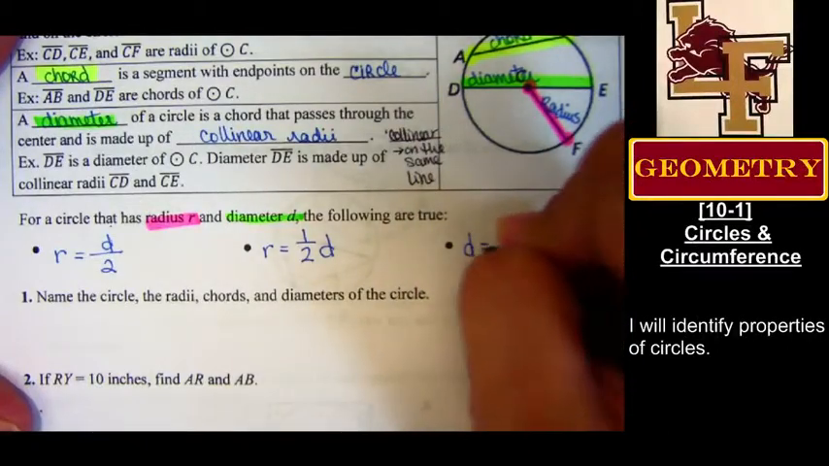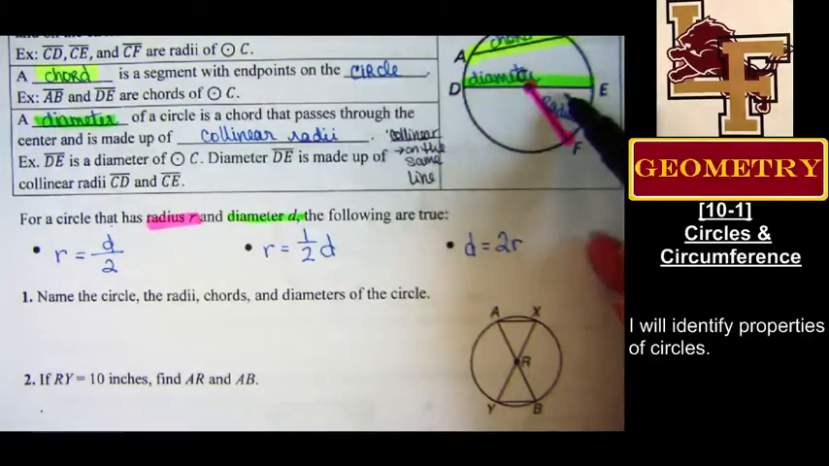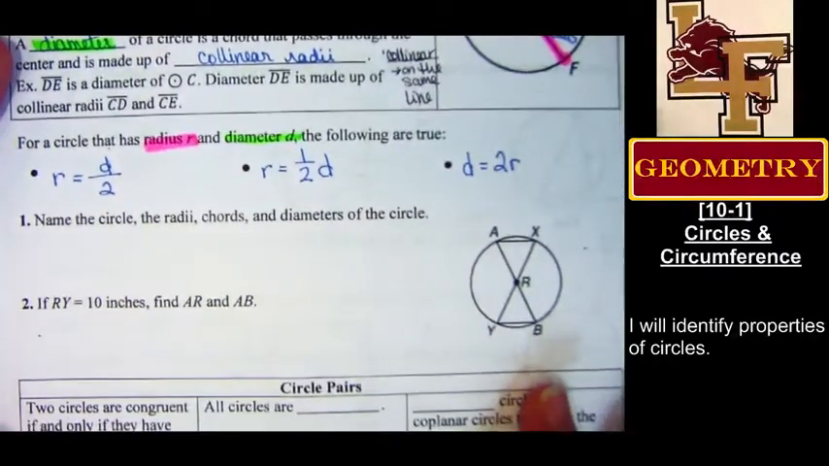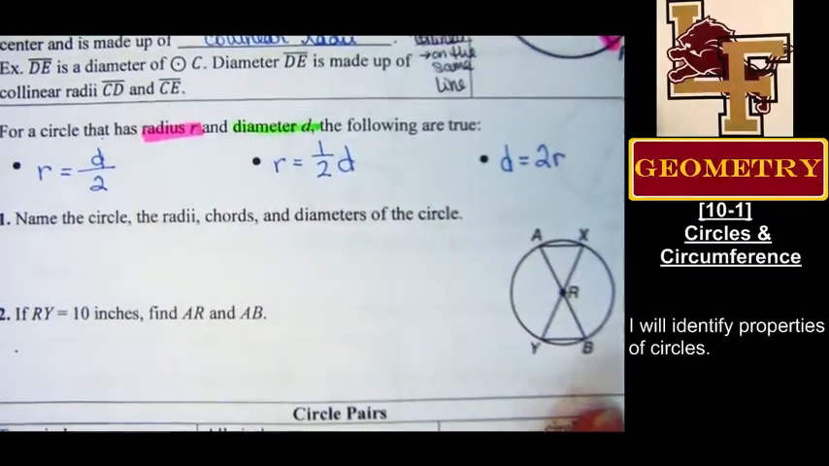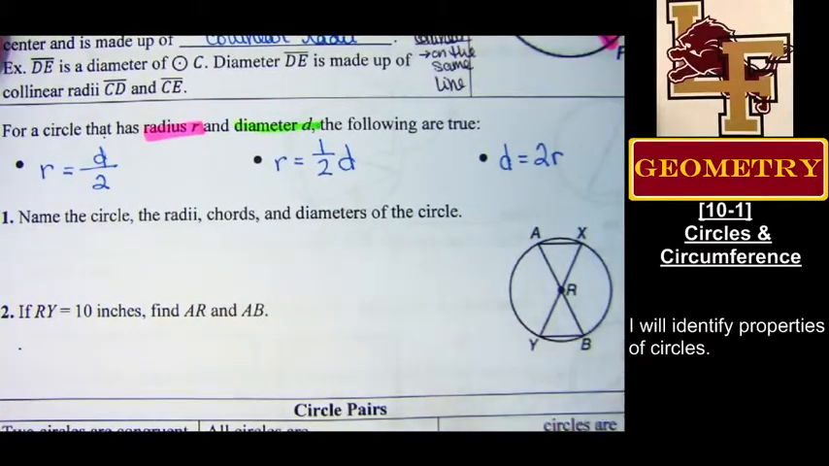And diameter is equal to 2 times the radius. All three of those things mean the same thing. It means that I physically need 2 radii to make 1 diameter. Let's practice doing some things with circles, including using one of those 3 formulas that we just talked about.